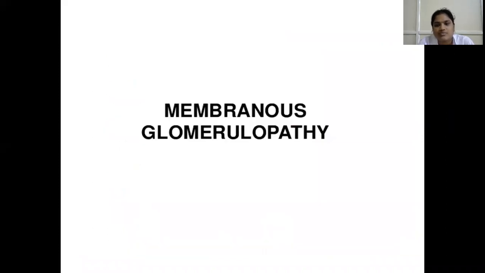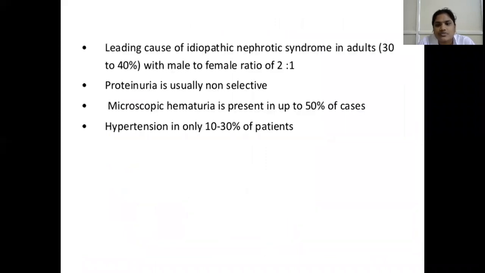So the next topic is membranous glomerulonephropathy. It is a leading cause of the idiopathic nephrotic syndrome in the adults, 30 to 40%, with male to female ratio of 2:1. So this is male predominant. Proteinuria is usually non-selective. Microscopic hematuria can be present in up to 50% of cases. Hypertension is seen in only 10 to 30% of patients.